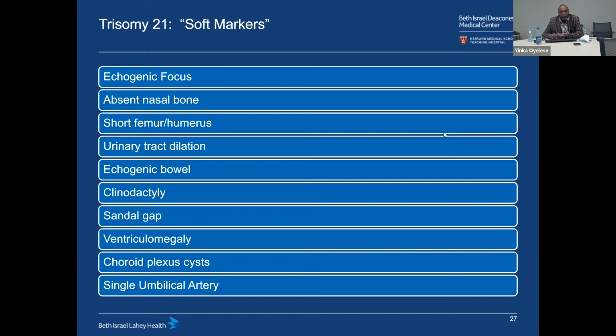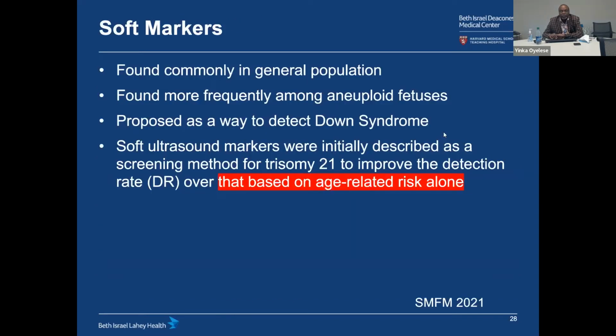And you will very often see these in our reports. So what is a soft marker? It is a finding that occurs commonly in the general population. So it occurs with a reasonable frequency in people who are entirely normal. However, it occurs a bit more frequently amongst aneuploid fetuses. So, for example, if you're shorter than average, because people with Down syndrome are shorter on average, being shorter than average increases your risk for having Down syndrome.